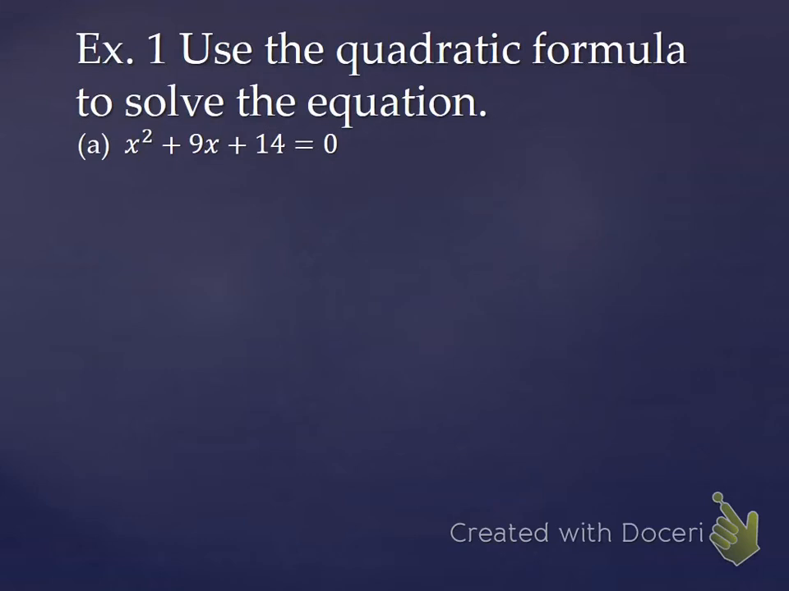So our first question is, is this in standard form? Charity, is this problem in standard form? Yes. X squared, x, and our constant are on the left side of the equal sign, and the whole thing is set equal to 0. So that means we should be able to pull out what a equals, what b equals, and what c equals.